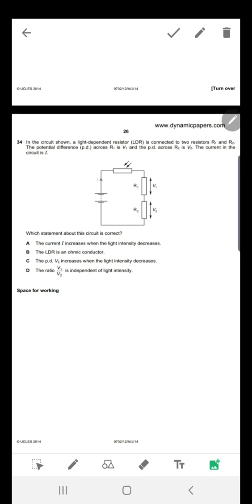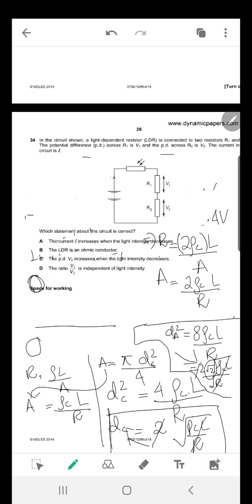Now, in this question, you should know the symbol for this one. This is what your LDR is. Let's see. In the circuit shown, a light-dependent resistor is connected to a resistance, with V1 and V2.